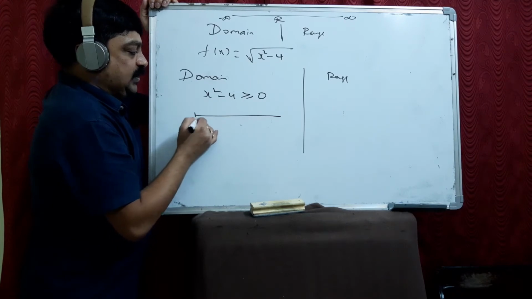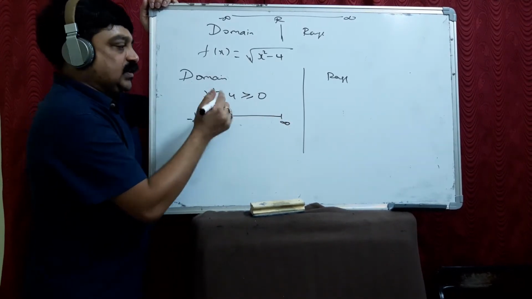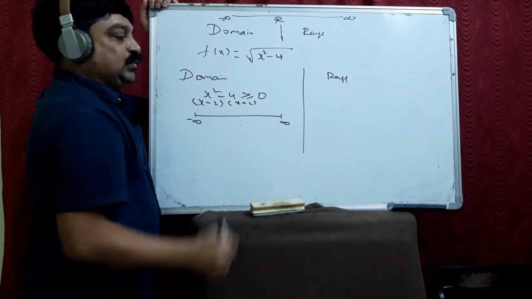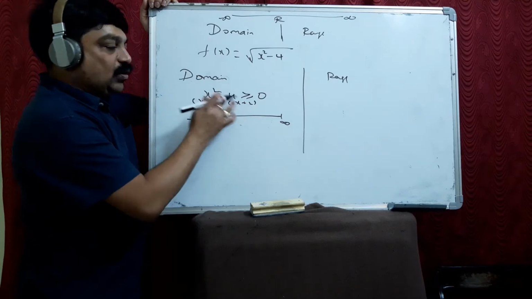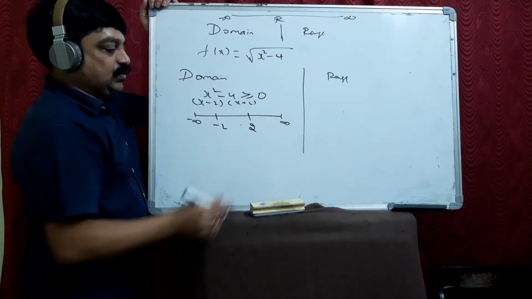See, minus infinity to plus infinity. When you have a quadratic equation like this, you can factor this as x minus 2 into x plus 2. So what are the roots here? Minus 2 and plus 2.